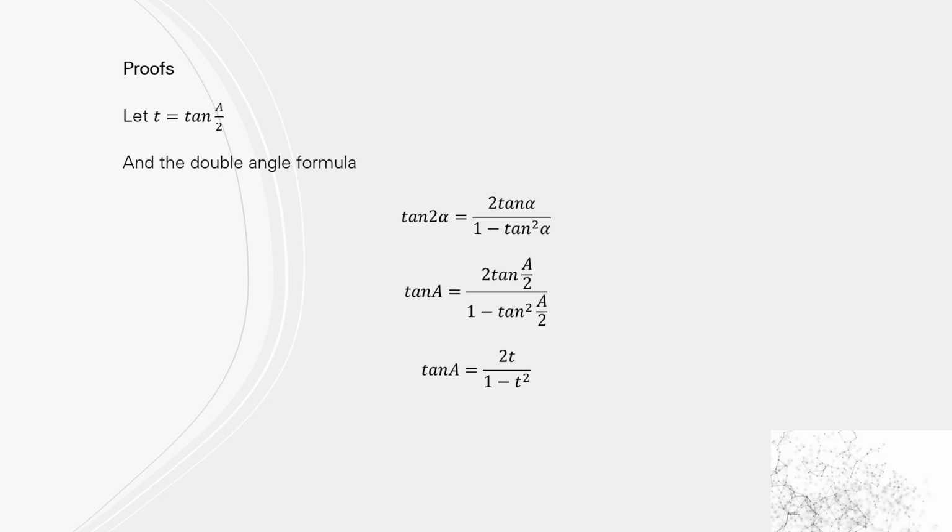So how to prove it? We start with the double angle formula. So tan of 2 alpha, we know is equal to 2 tan alpha over 1 minus tan squared alpha. Therefore tan of just A is equal to 2 tan A over 2 over 1 minus tan squared A over 2. But since we're letting T equal tan A over 2, you get tan A equals 2T over 1 minus T squared. So there's the tan formula that's on your formula sheet.